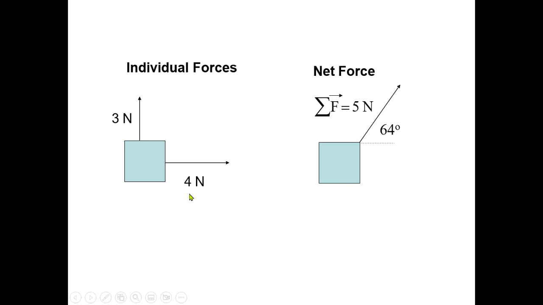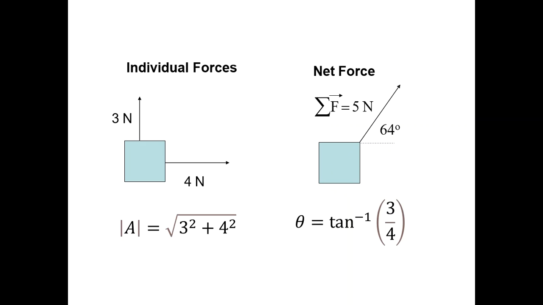Here we have 3 newtons and 4 newtons. Okay, our net force is going to be 5 newtons, okay, at, well, 63.9 something degrees, which we're going to round up to 64 degrees. You might be a little curious about how we get that. Just real quick, remember for perpendicular forces or components, we're going to use the Pythagorean theorem to find out what the magnitude of the vector sum of those is. So we just take your y component, square it, add it to your x component, square it, and we take the square root of the whole thing.